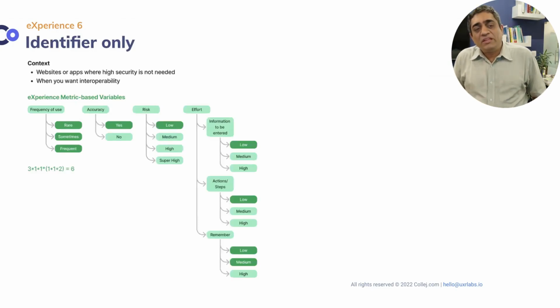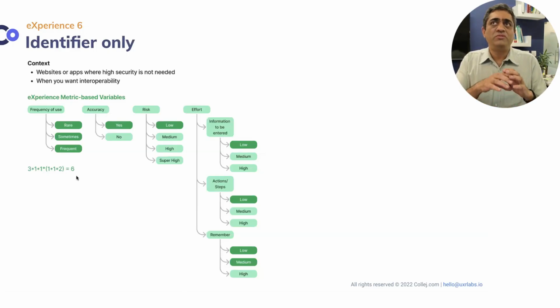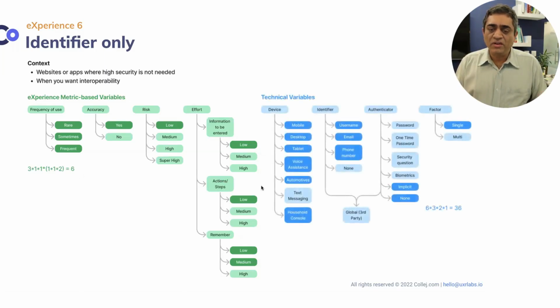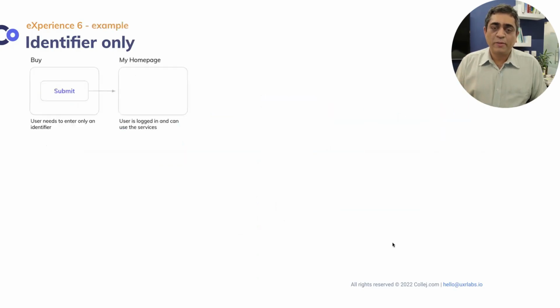Okay. Now let's look at this one where you only have an identifier, right? This is generally used when you don't really have to worry that much about security. You do care about accuracy, and when you're looking at the frequency of use, it could be rare, sometimes or frequent, doesn't matter. So there are 6 different use cases where it might apply. Now let's look at the technical aspects. When you look at the technical components, again, there are about 36 different ways that you can implement the solution. So let's go on to the next slide.